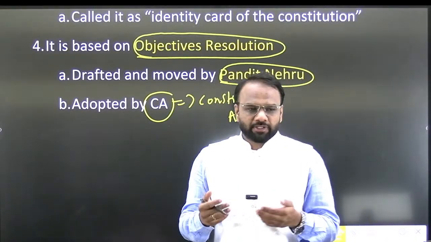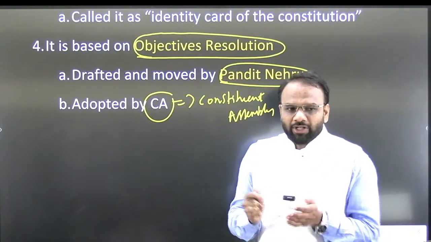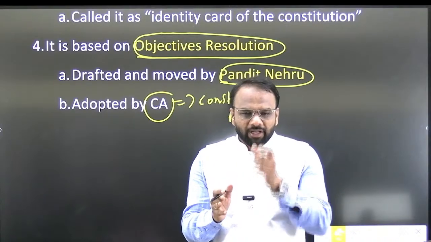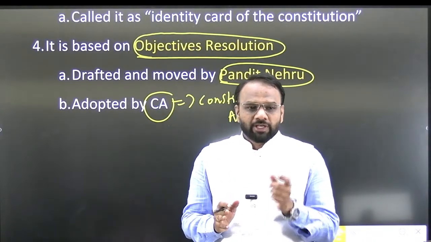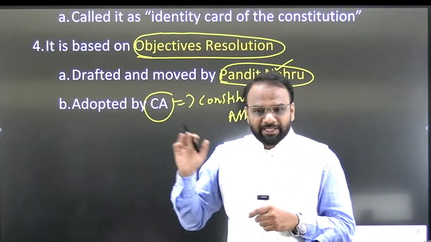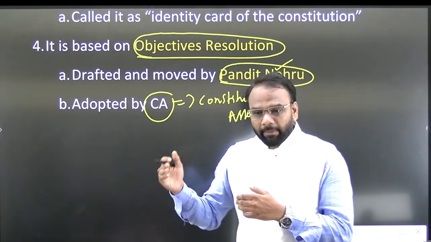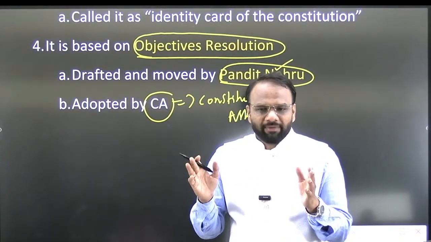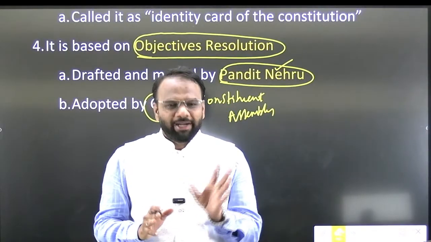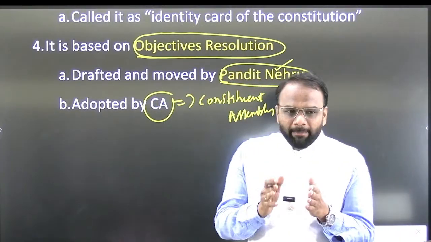before they started the process, a resolution was moved which is called the objectives resolution. In the objectives resolution, detailed information like what all things should be present in the constitution, an overview was given. So who brought this resolution? Pandit Jawaharlal Nehru. Again, we will be discussing this in detail when we start discussing the historical background of the constitution and the making of the constitution. Here, at a superficial level, we shall understand who moved the objectives resolution? Pandit Jawaharlal Nehru.